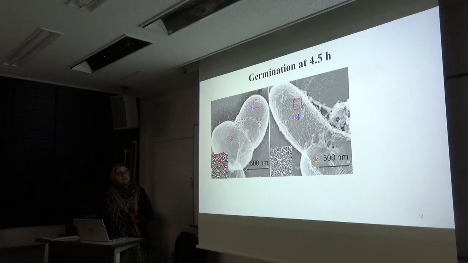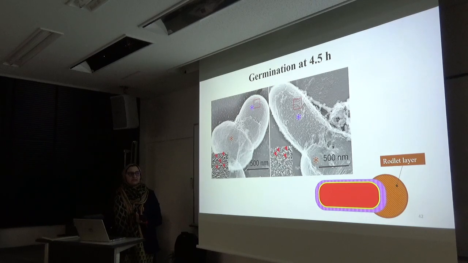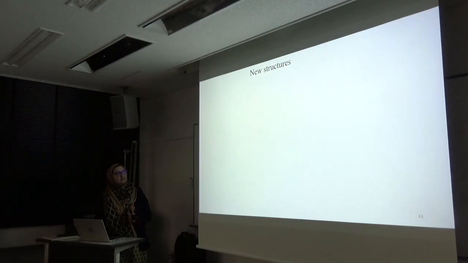So these structures are filamentous structures that appeared on the elongating nascent vegetative cell. This is the last stage, where the rodlet layer is still attached but fully degraded, allowing the vegetative cell to hatch out of the spore, like this.